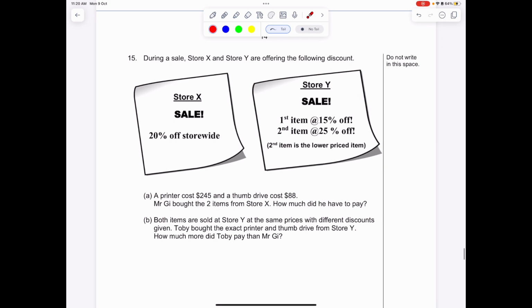Question 15. Doing a sale, store X and store Y are offering the following discount. Okay, so these two stores, they have different discount schemes. So they may sell the same thing, but the way they calculate discount is different. So a printer costs $245 and a thumb drive costs this amount. Highlight it. Mr. G bought 2 items from shop X. How much did he have to pay?